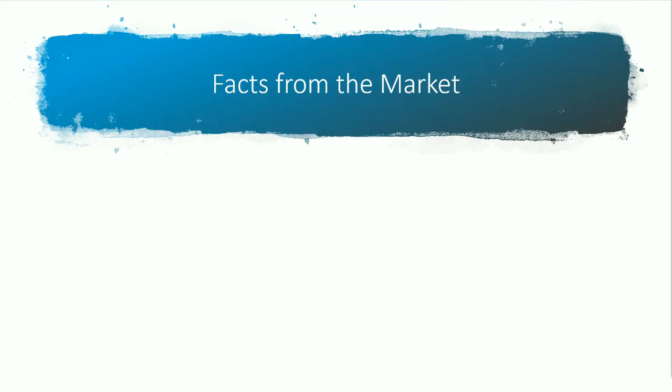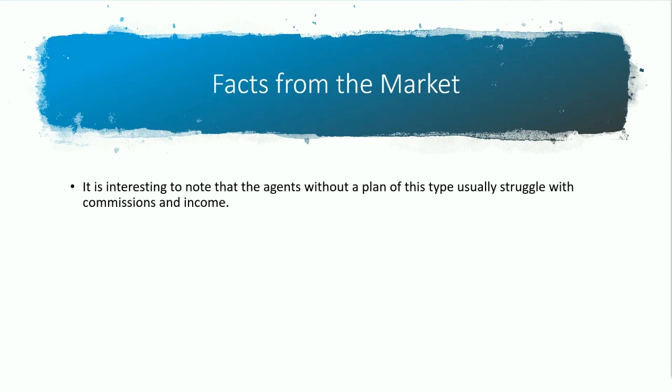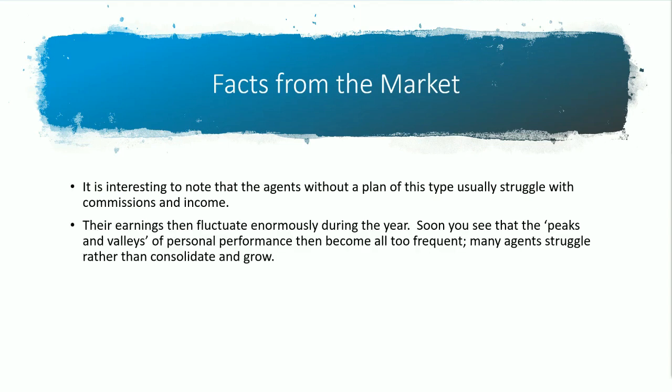So here are some facts from the market, some things to think about. It is interesting to note that the agents without a plan of this type, this sales type, are usually struggling with commissions and income. And you don't want that. You want results with commissions and income over time. That's where the sales plan kicks in. Of course, these agents that are struggling, their earnings then fluctuate enormously during the year, and that's not good. Soon you will see that the peaks and valleys of personal performance then become all too frequent, and many agents struggle rather than consolidate and grow. So you need to remove the valleys of performance. You need more peaks of performance in your brokerage business to even out the results over time.